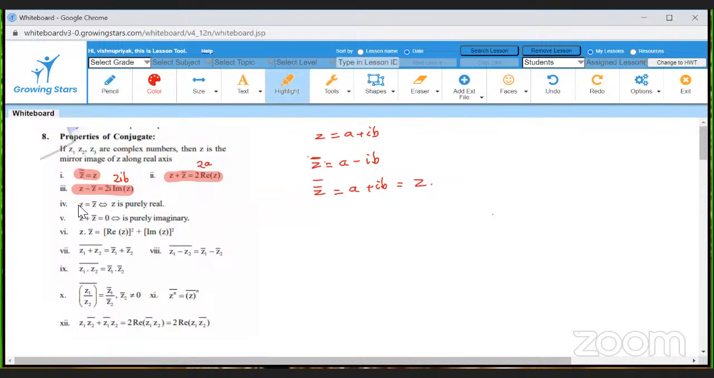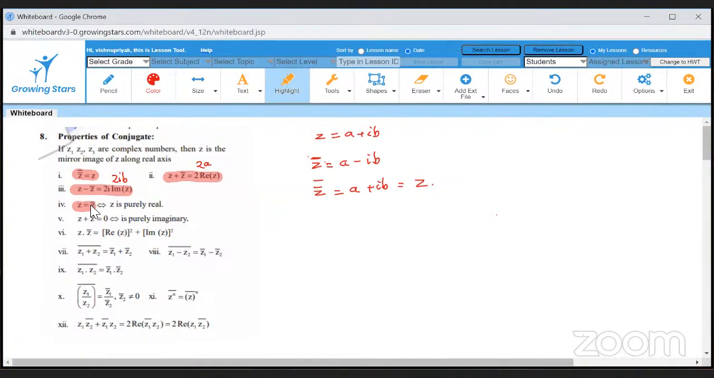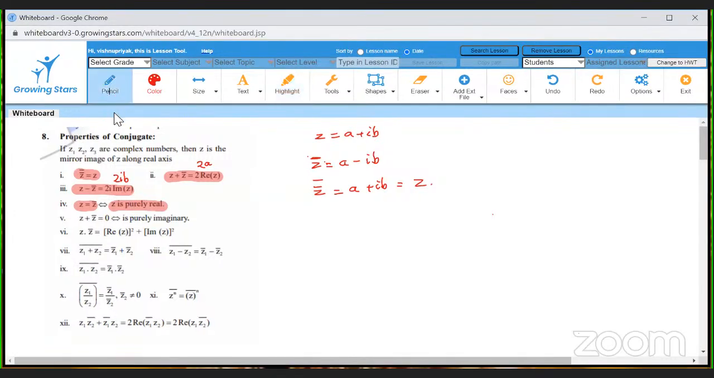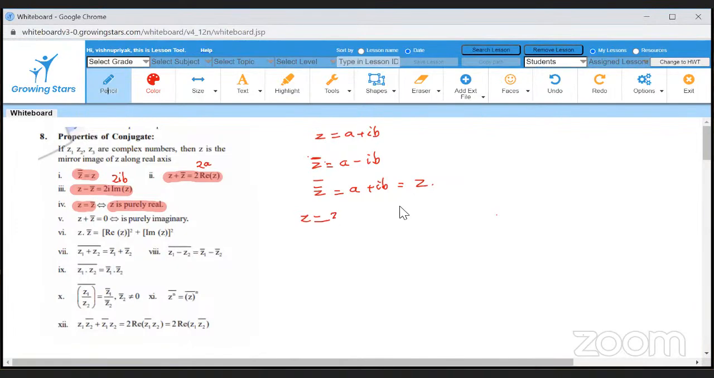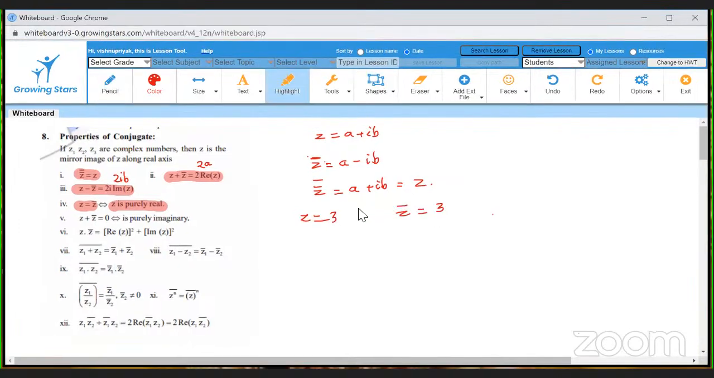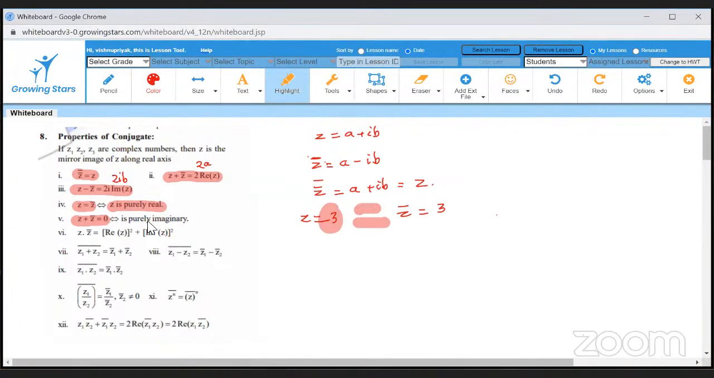If z and z bar are equal, that means z is a purely real complex number. See, if z is 3, z bar also will be 3. Both are equal, so it is purely real. And if z plus z bar is 0, that means z is a purely imaginary number.